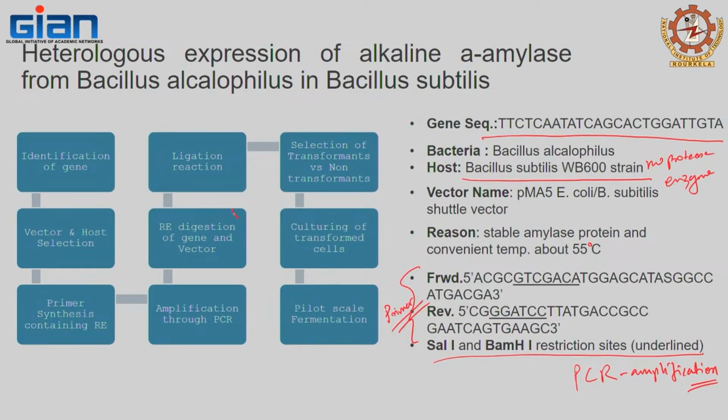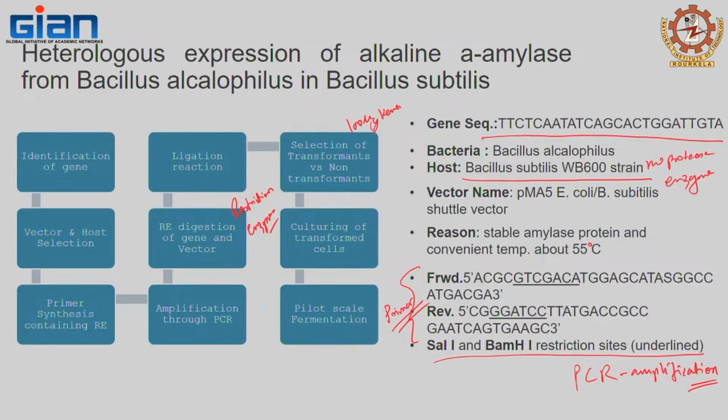Then the ligation reaction happens, and then selection was done to differentiate between transformants and non-transformants. It was done using 100 microgram kanamycin per ml and 1% starch. 1% starch is used because if our transformed cell has the amylase gene, it will hydrolyze it. And we can confirm which colonies have the amylase gene and which do not. By picking the transformed colonies, we cultured them and went on to the pilot scale fermentation process.